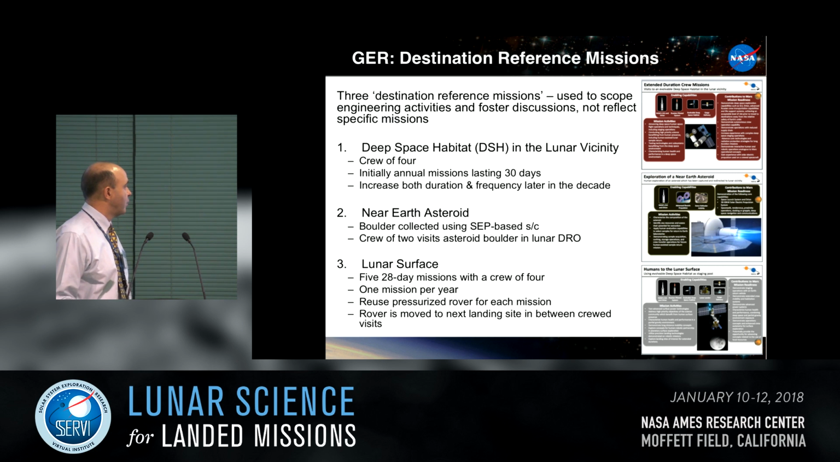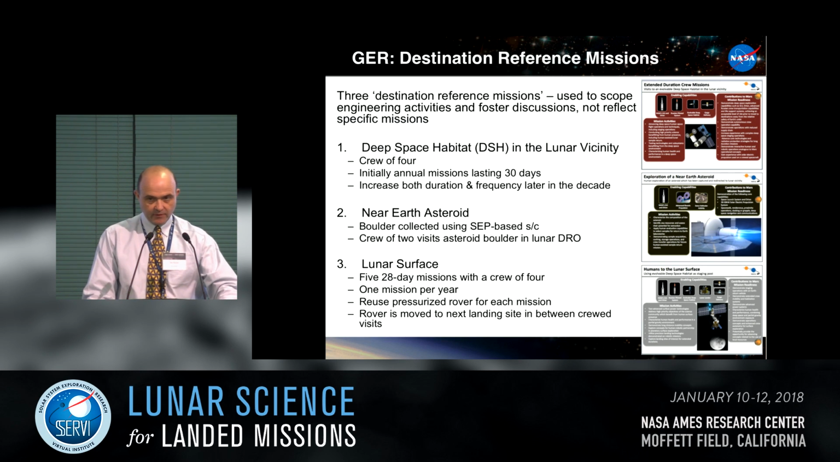And again, for the lunar surface one, the ISECG reference mission is that the crew live in pressurized rovers. It's 5, initially 28-day missions with a crew of 4, 1 mission per year, with the rovers being driven in between landing sites, and then a year later the crew goes to wherever that rover now is. And again, that's a reference. That's not the agency saying this is what we're going to do, but that was the agencies describing something they thought was a realistic scope, and that allows the agencies to work together to look at how they could provide the engineering for this scale of mission working together.